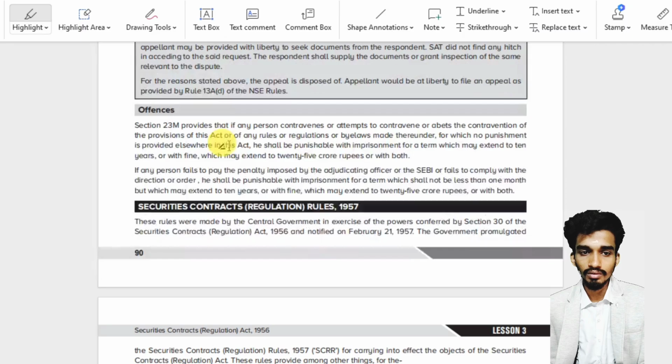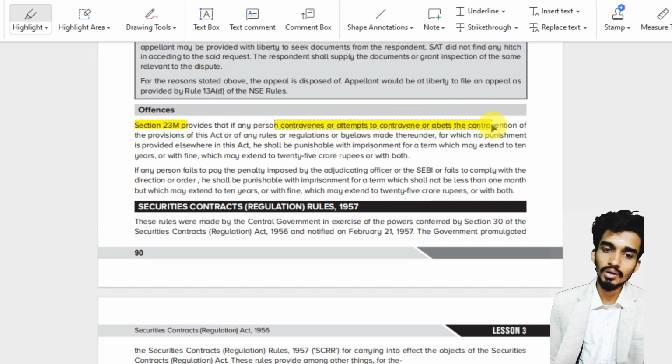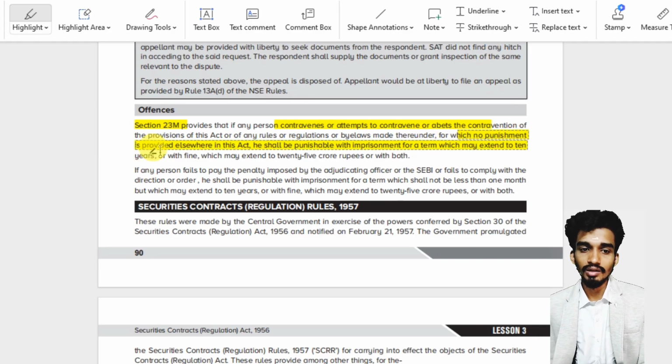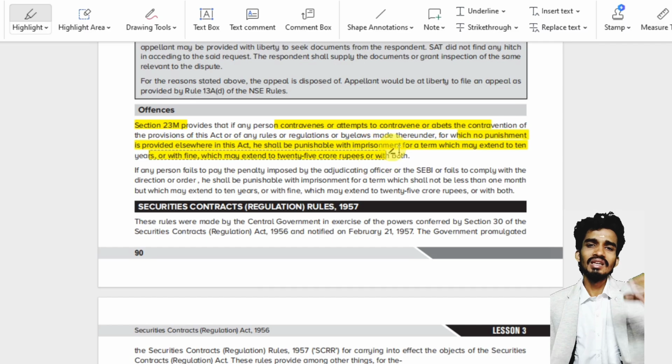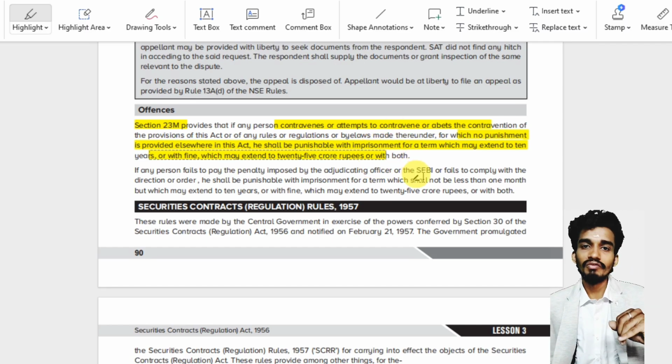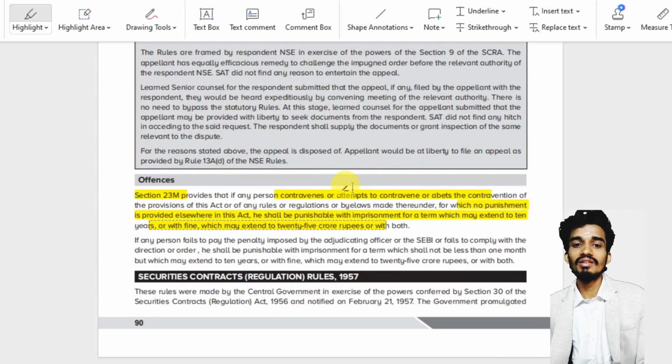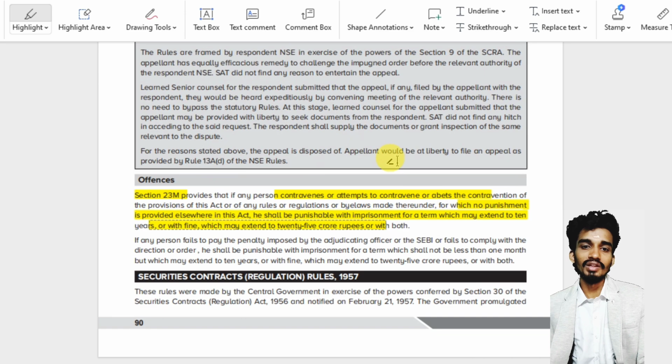Okay. So offenses and penalties. If any person has contravened any rules, regulations, or bylaws, they are also liable to imprisonment of 10 years or with fine, which may extend to 25 crores. This is the same as your penalty, right? So if they ask about your penalty or the offense, you can write the general stuff, that is 25 crores or 10 years imprisonment or both. And till now, we have completed the SCRA Act 1956.